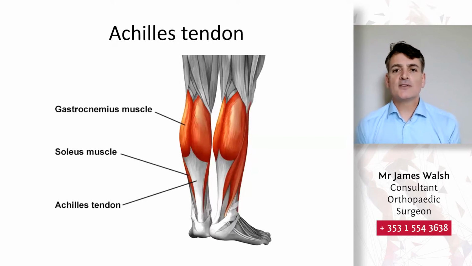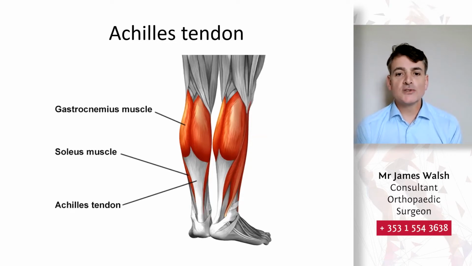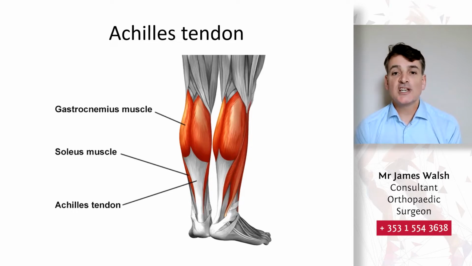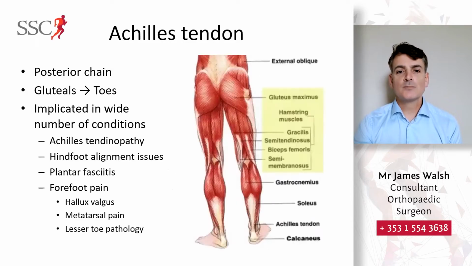So moving to the back of the ankle to look at the Achilles tendon. We're all familiar with the Achilles tendon, but it's actually made up of a number of different muscles. Your gastrocnemius muscles, the pear-shaped muscle at the back of your calf, and your soleus muscle, which is a bigger, thicker muscle beneath that. And they form together to form your Achilles tendon.